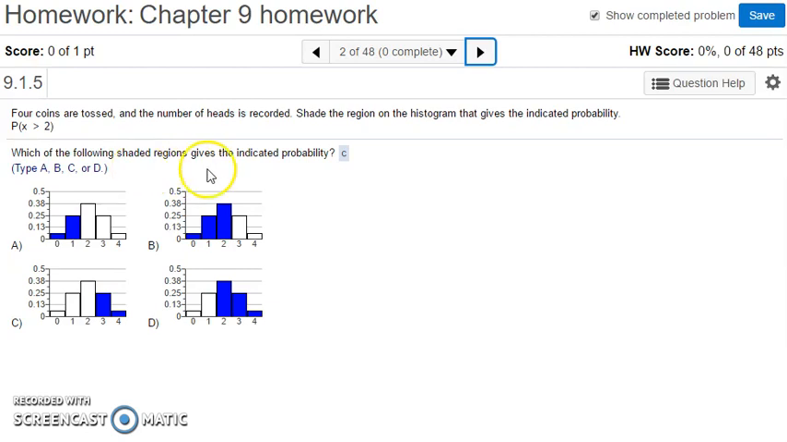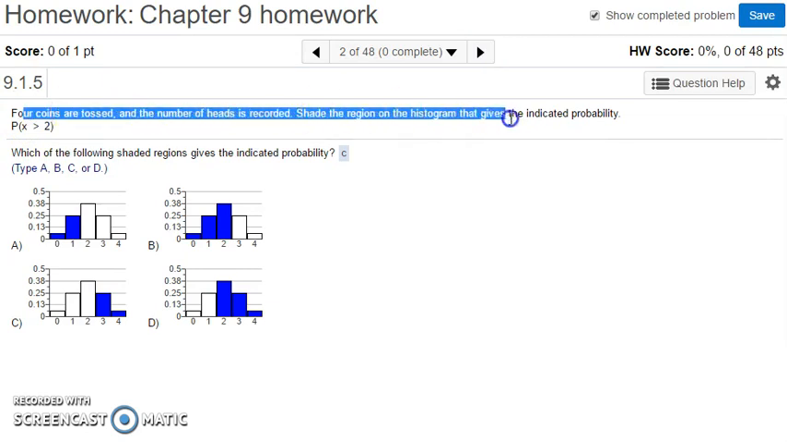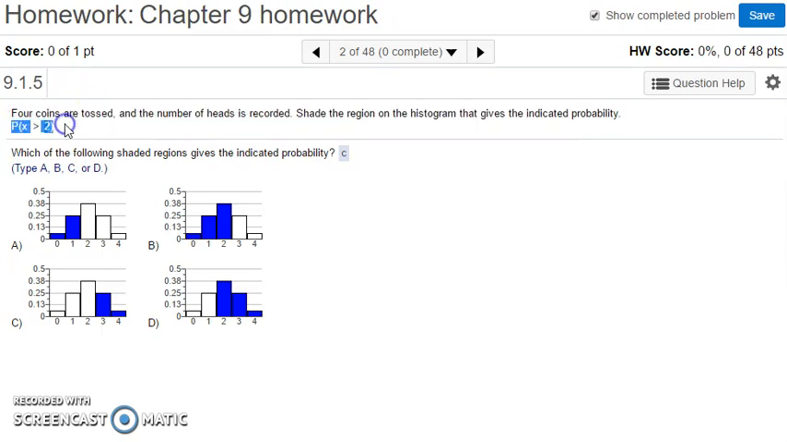One of the things you can look at is this: 4 coins are tossed and the number of heads is recorded. Shade the region on the histogram given the indicated probability. The probability that x is greater than 2. So greater than 2 is either 3 or 4. Greater than or equal to 2 would have been 2, 3, or 4. Less than or equal to would have been 0, 1, or 2. And less than would have been 0 or 1. So here my answer is C, because the probability that x is greater than 2 is 3 and 4.